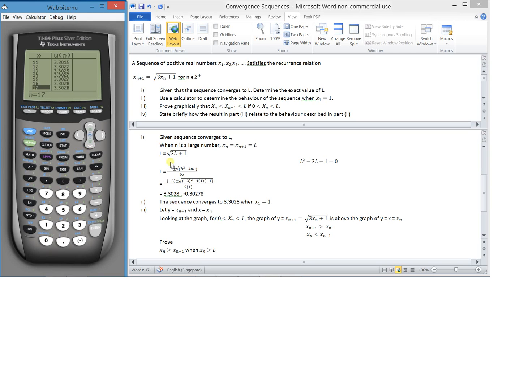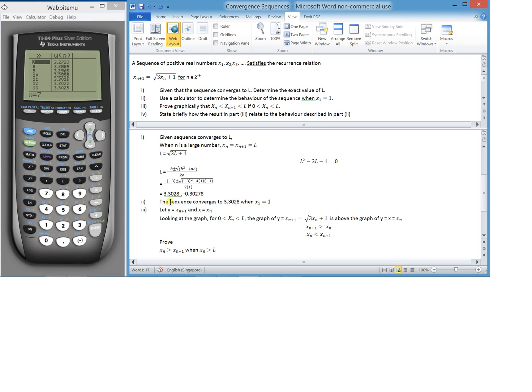Furthermore, what I solved also tells me that the sequence converges to 3.3028. So I'm very sure that the sequence converges to 3.3028 when x1 equals 1. In fact, is the sequence increasing or decreasing? When my x1 is 1, it's an increasing sequence. The numbers are increasing. Correct. So we can say that it is an increasing sequence that converges to 3.3028 when x1 equals 1.